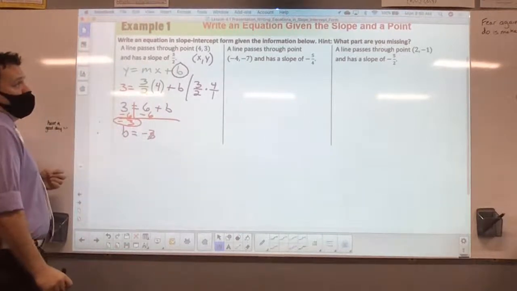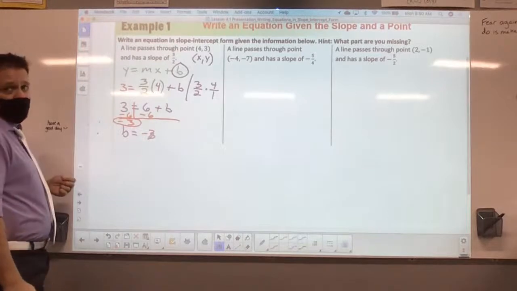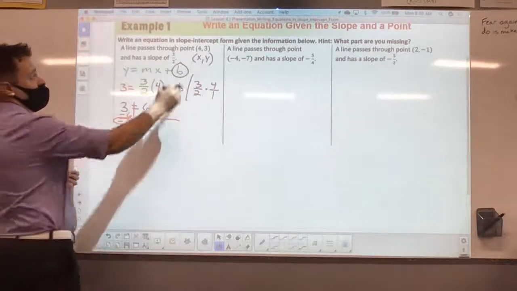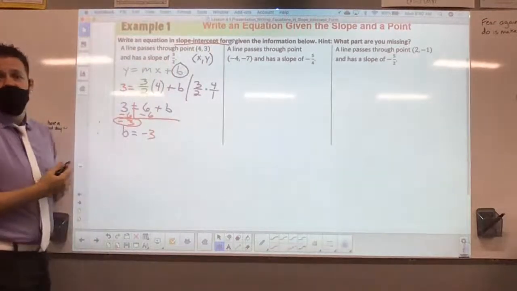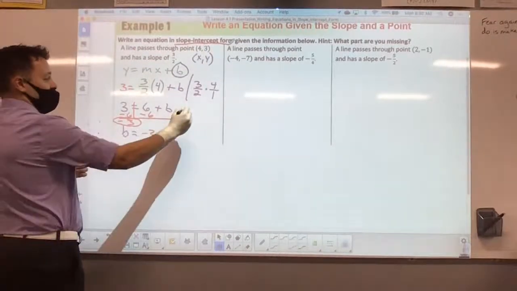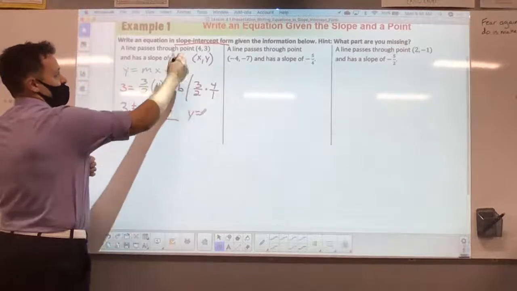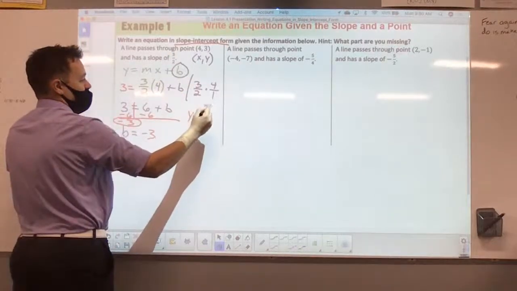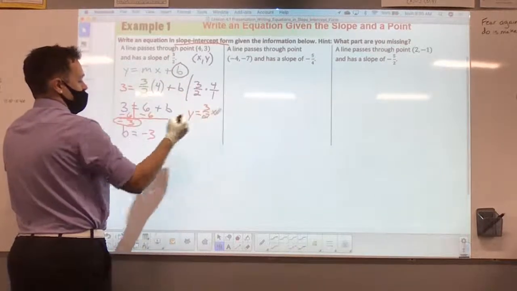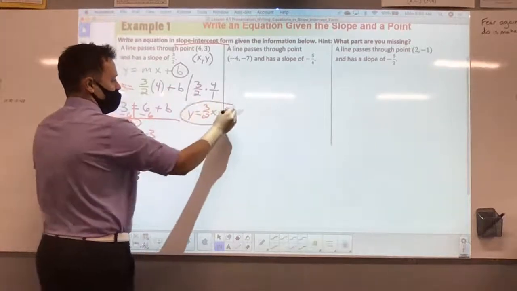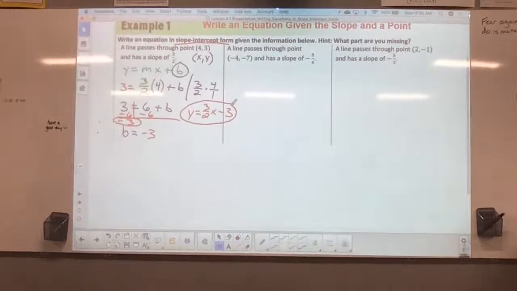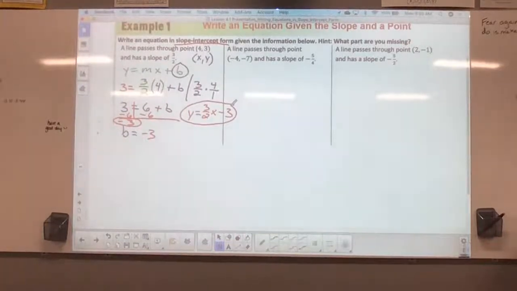All right, so do we know our slope now and our b value? So can I write a slope-intercept form equation? The answer is yes. The answer is going to be y equals mx, and then it's always minus 3 plus b.